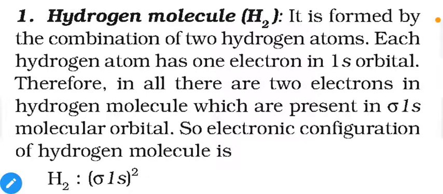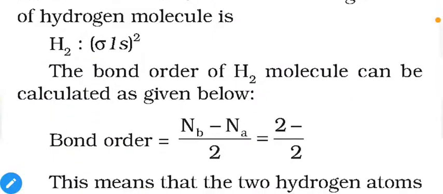We know that it is formed by two hydrogen atoms, and both of them contain one electron in their 1s orbital. So these 1s orbitals of each hydrogen will combine and form two molecular orbitals. One will be a bonding molecular orbital, the second one will be an anti-bonding molecular orbital. Both of these are s orbitals, and as we know, s orbitals always form sigma bonds. So both will be sigma orbitals: one will be sigma and the second one sigma star. So the configuration of H2 will be sigma 1s2.